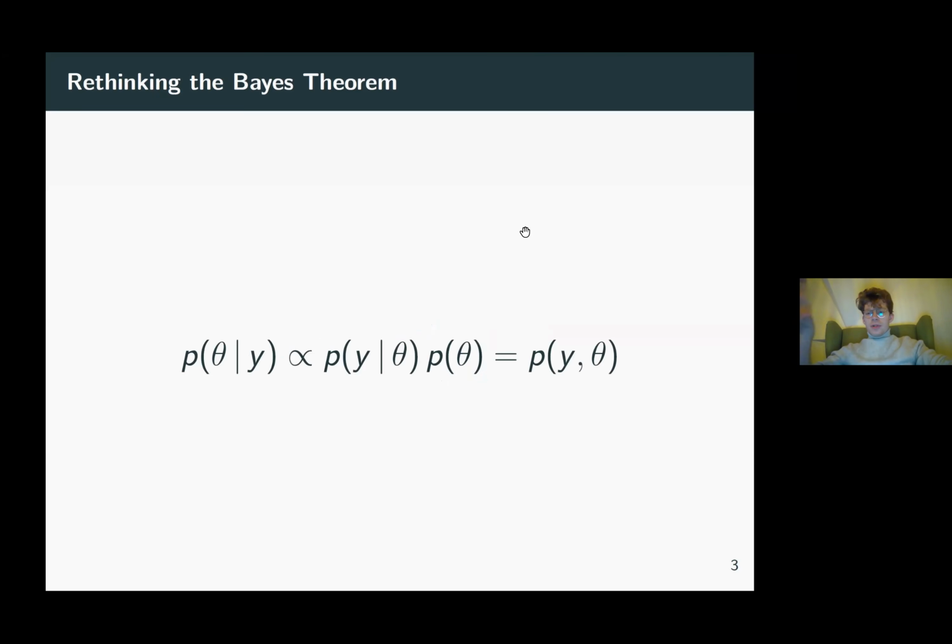I would like to slightly rethink the Bayes theorem, and first of all, drop the marginal likelihood so that the posterior is just proportional to the product of likelihood and prior. And this product of likelihood and prior is nothing else than the joint distribution of y and theta. That is the joint distribution of all quantities we have in the model. So what we do when we're building a Bayesian model is writing a joint model of all quantities we have or think are interesting in our specific use case.